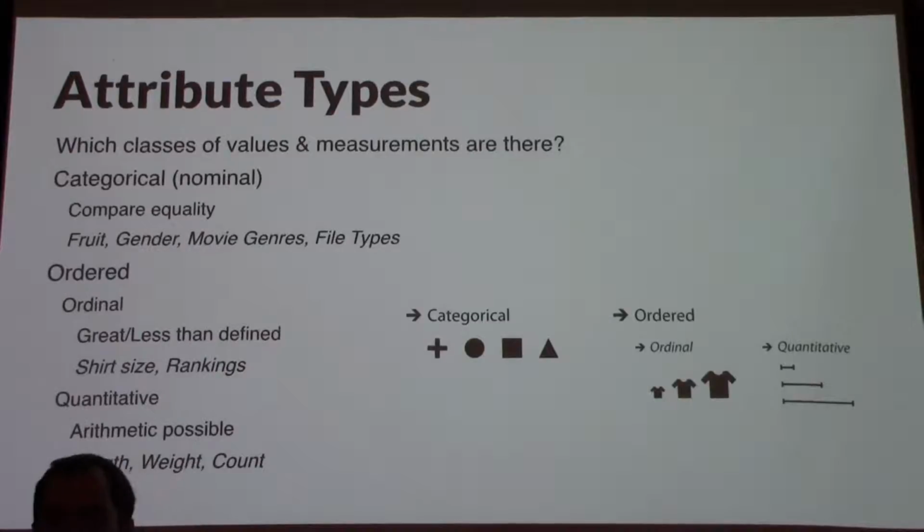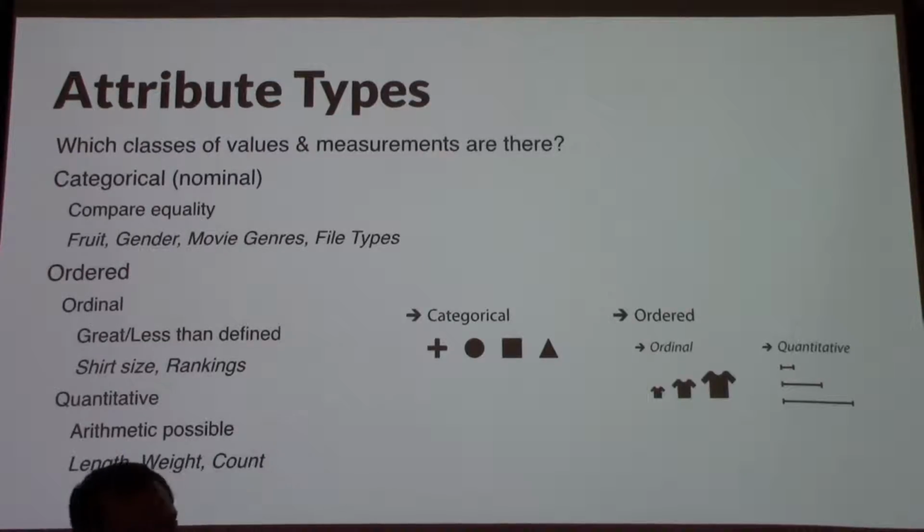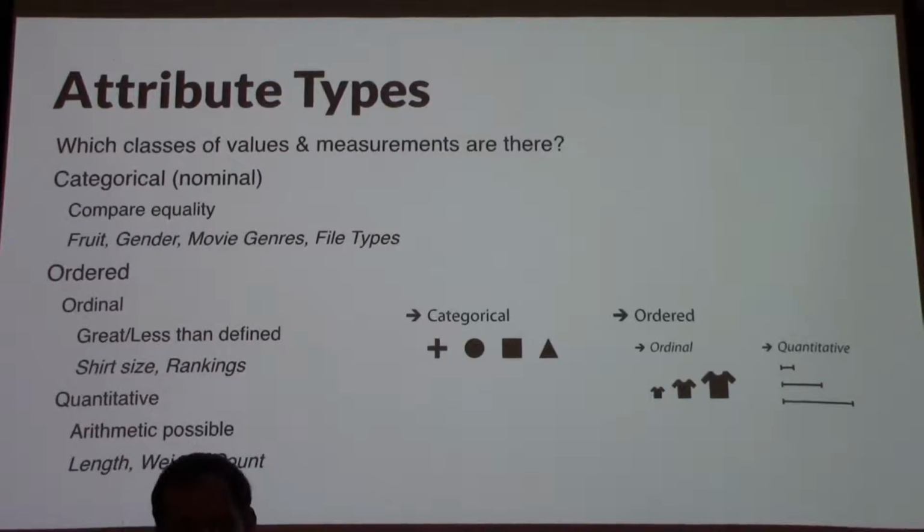In this case, you can compare equality between two items. So you have a class like fruit, gender, movie genres, or file types. For fruit, we would have bananas, apples, and so on, and we could clearly say that bananas are a class and apples are a class, but we can't say a banana is bigger than an apple. Or we can't say female is bigger than male, something like this.